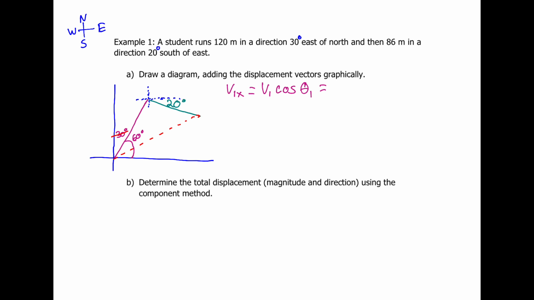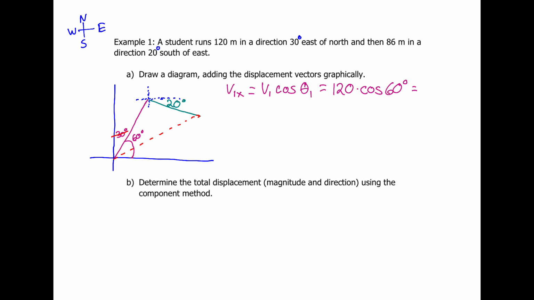And so what we're doing for V1 is, how long is V1 in this case? The first vector distance was 120 meters. So the first number is 120, and we're going to multiply it by the cosine of the first angle. And the first angle that we actually care about is 60. So that's the first math step we're going to do. We're going to do 120 times the cosine of 60 degrees.